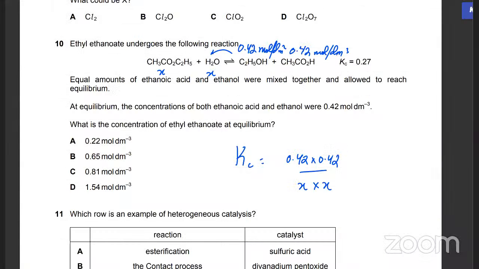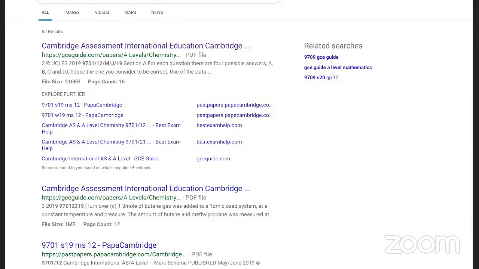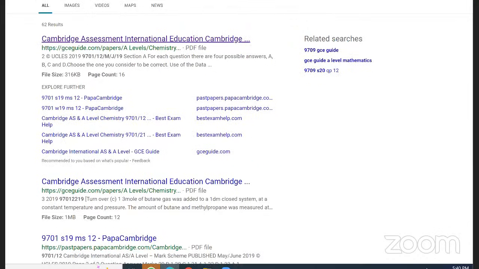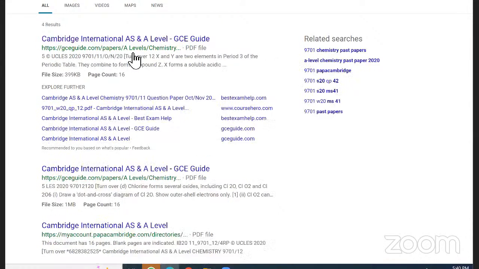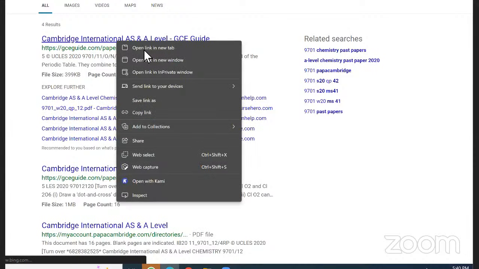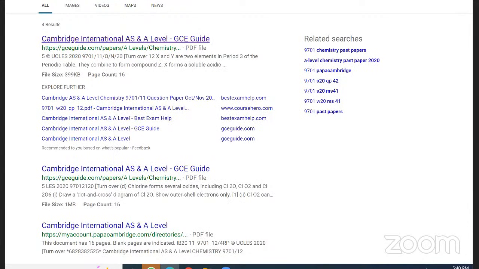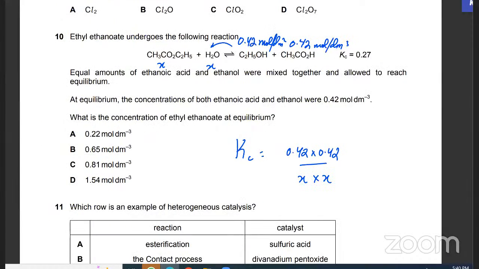अच्छा, so ठीक है. Did anyone else have a question? W20 QP11. ठीक है. अच्छा, एक question था. This one is what? It's coming out to be C or D? C.